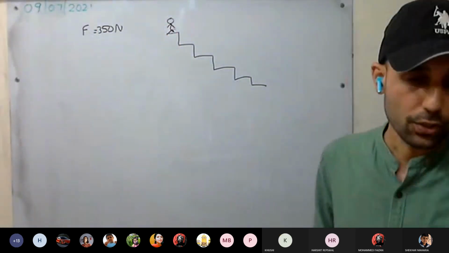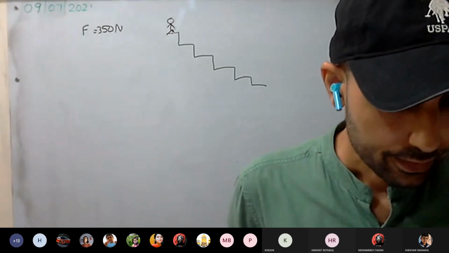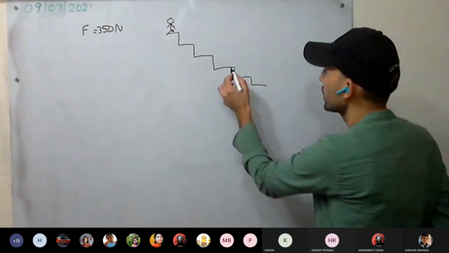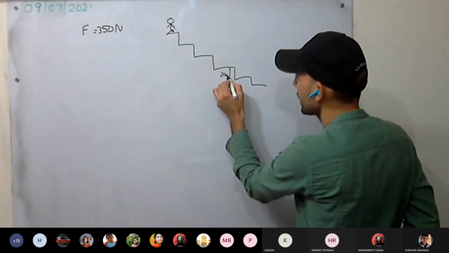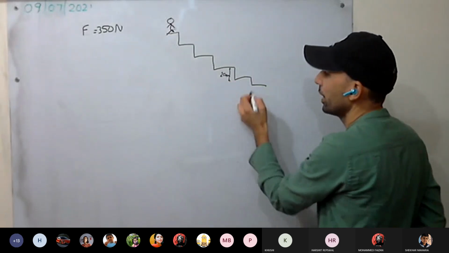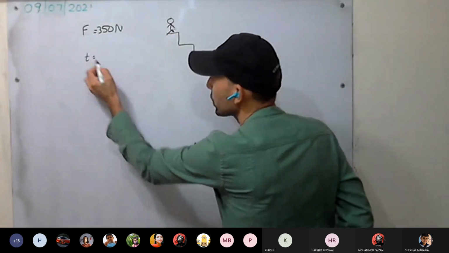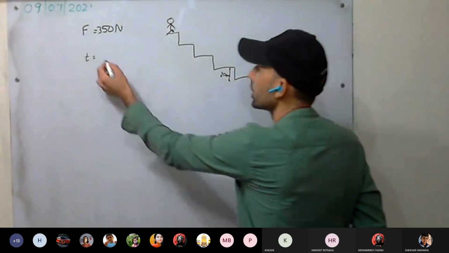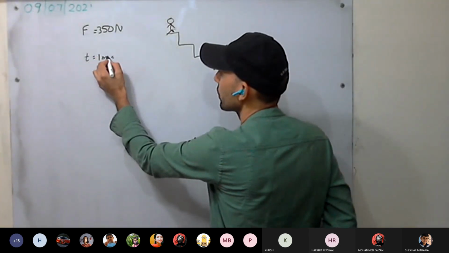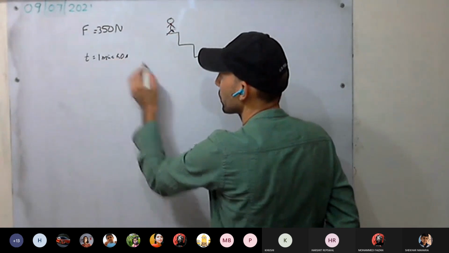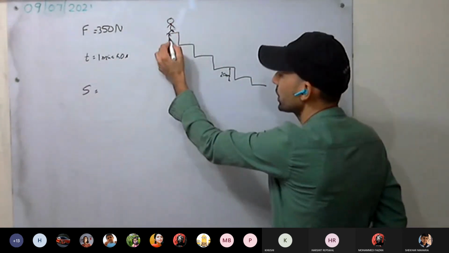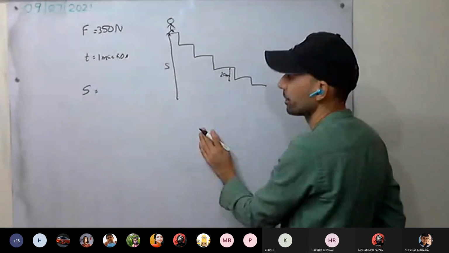Reaches on top, and 30 steps are there, each 20 centimeter high. So this distance is how much? 20 centimeter high. Okay, and time taken is how much? 1 minute. 1 minute means convert it into seconds, 60 seconds. So what is the distance covered? 30 steps are there. How much is the distance covered?